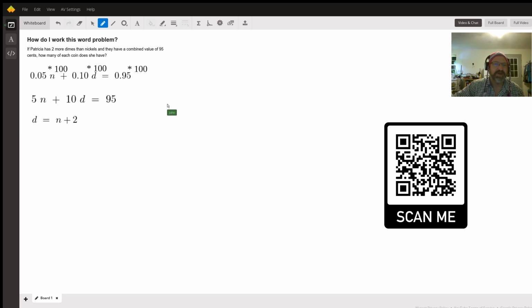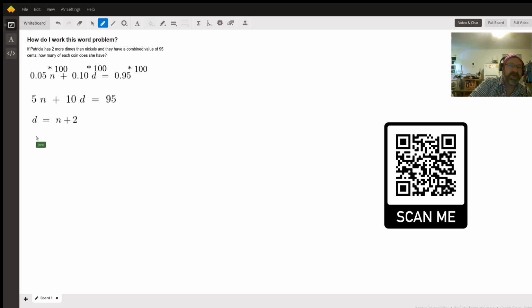And now let's do a little decoding. Patricia has two more dimes than nickels. So dimes is equal to the number of nickels plus 2. Be really careful. A lot of folks would decode this as Patricia having twice as many, or 2 times more dimes than nickels, and that's not what this problem says. So remember, the first step to getting math problems correct is to read them correctly. So dimes is equal to nickels plus 2.